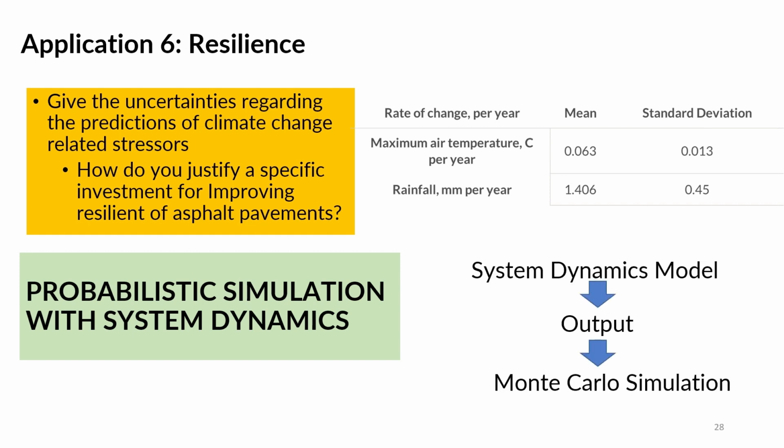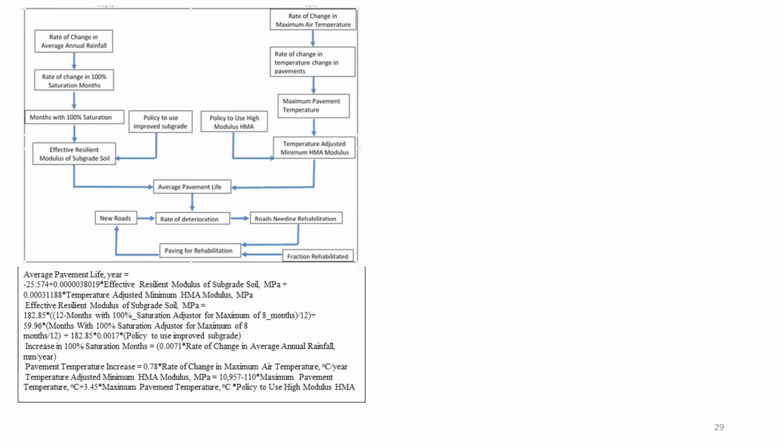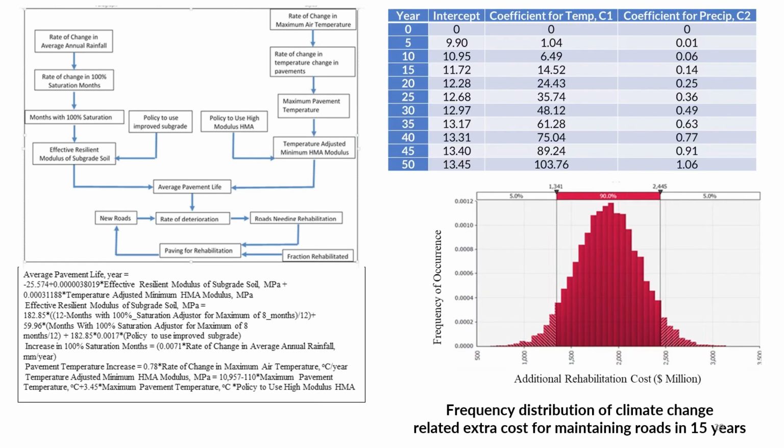So here, what we can do is probabilistic simulations with system dynamics. So couple the system dynamics with Monte Carlo simulations. This is something I think is very important for civil engineering students. In rare cases, we introduce Monte Carlo simulations, but I think it is very important. So we can take the model that we discussed in the last application, and then we can run them and find out, for the different cases of changes in climatic conditions, what the rehabilitation cost increments are that are projected in the next 15 years.